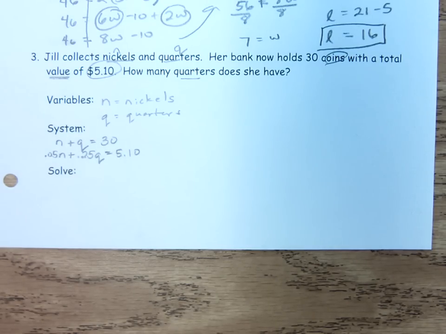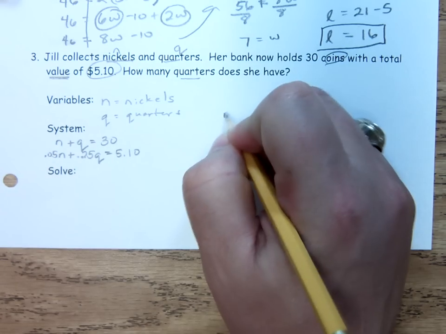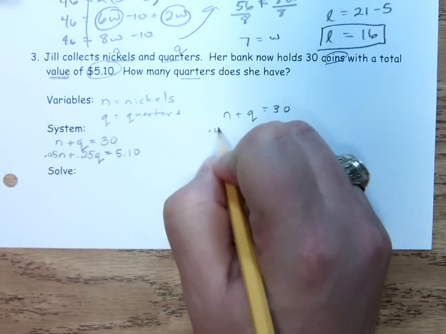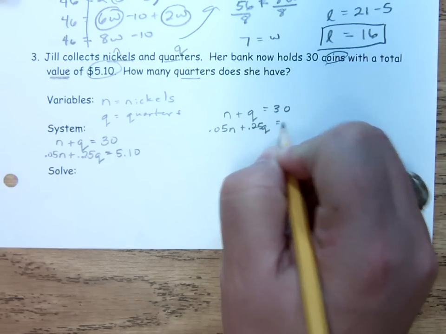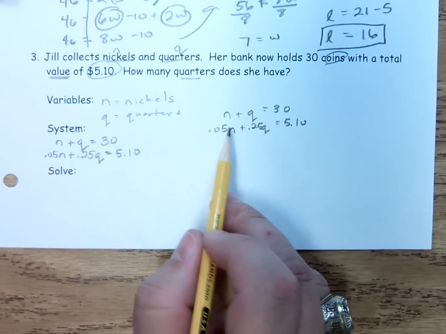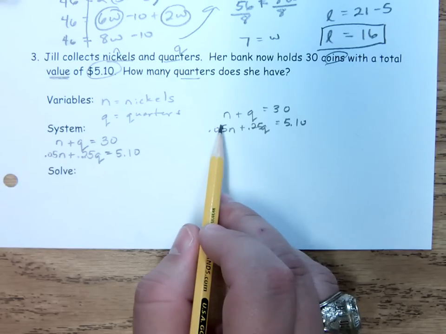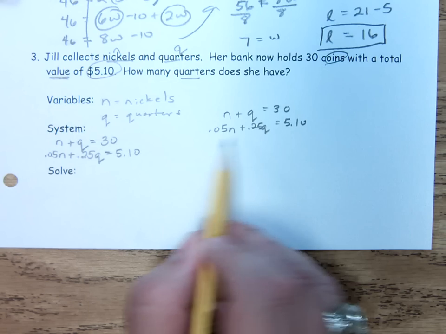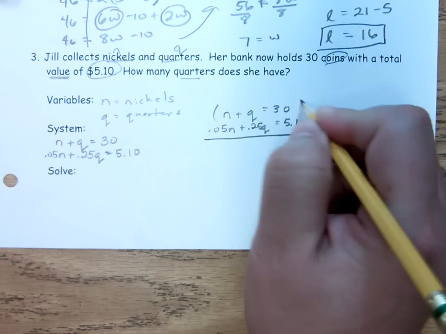Now let's go ahead and solve this system. It's set up already for us to do elimination. I'm just going to rewrite it. I'm going to work over here. So N plus Q equals 30. 0.05 N plus 0.25 Q equals $5.10. The good thing about having these is that the coefficient is 1. I can turn this into anything I need. So all I have to do is multiply by the right number, and I don't have to do anything to this one. So here, I'm just going to go ahead and get rid of the first one.